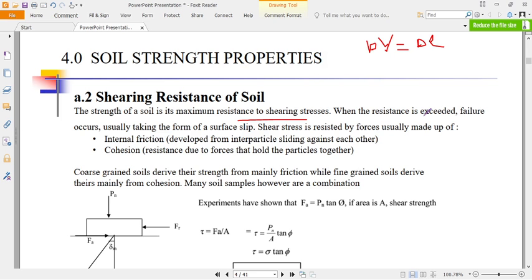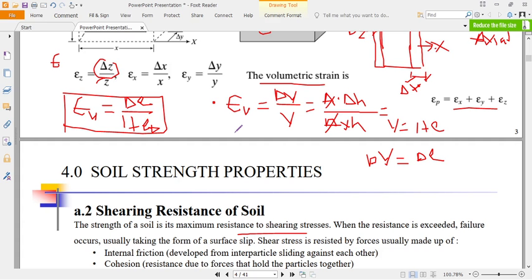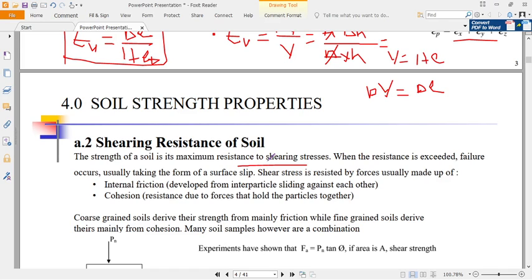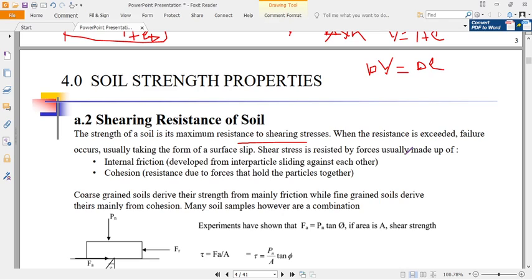When the resistance is exceeded, failure occurs, usually taking the form of a surface slip. The shear stress is resisted by a force usually made up of, one, the internal friction, and two, the cohesion. Internal friction is the ability of the particles to resist that twist or shearing or tearing, and cohesion is the ability of particles to stick together. Those two abilities give what we call the shearing resistance.